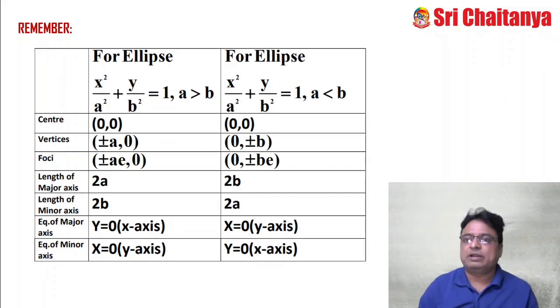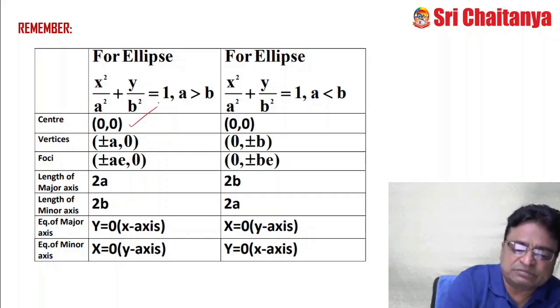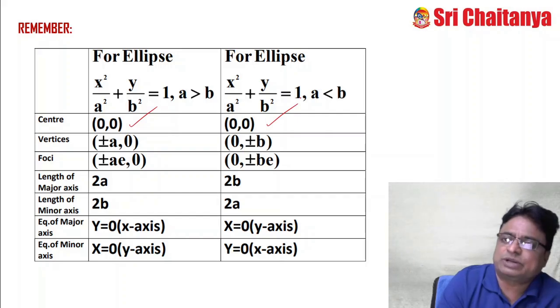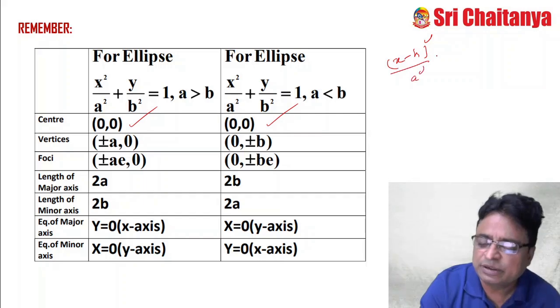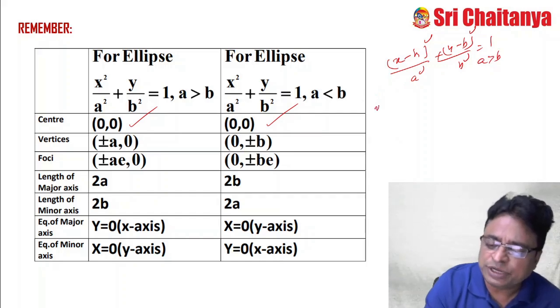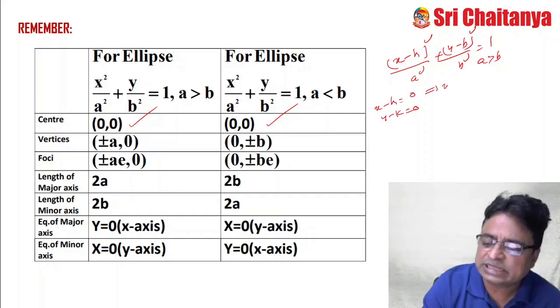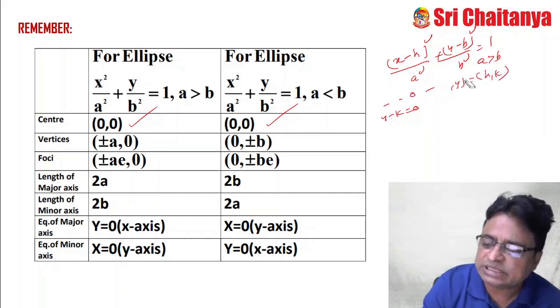Through this table, as I mentioned above, the coordinates of the center for this ellipse are 0, 0. Suppose this is the ellipse (x minus h) whole square by a square plus (y minus k) whole square by b square is equal to 1, where a is greater than b. Then for the center, what do you do? You equate x minus h to 0 and y minus k to 0, then x comma y becomes h comma k. So now h comma k are what?